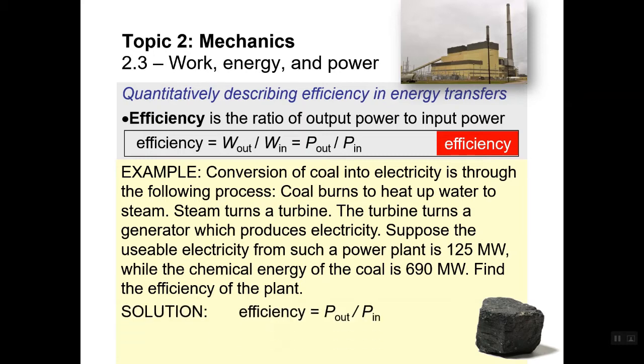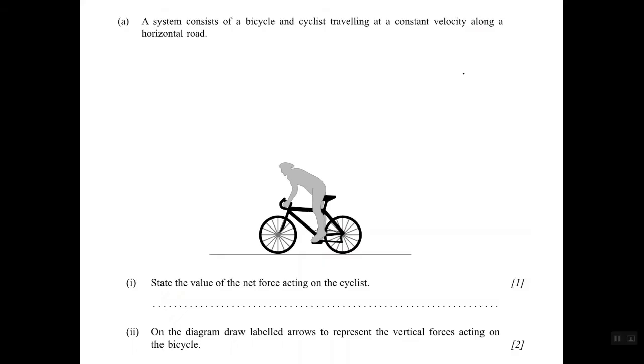So efficiency is output power over input power. Output power is 125 megawatt and input power is 690 megawatt, and the megawatts cancel out. That gives us 0.18 or 18%. So efficiency is just 18%.